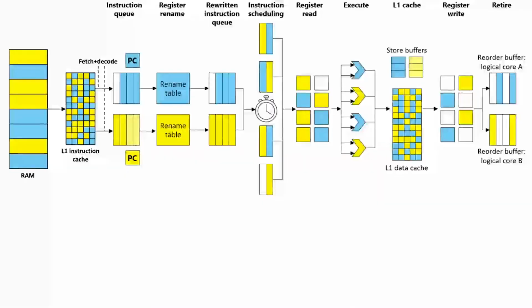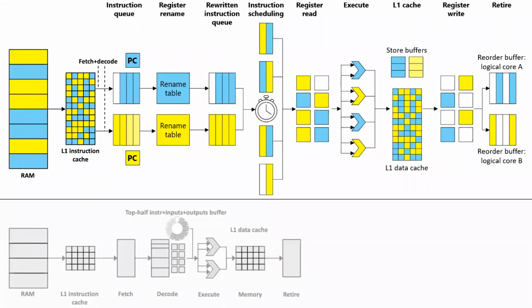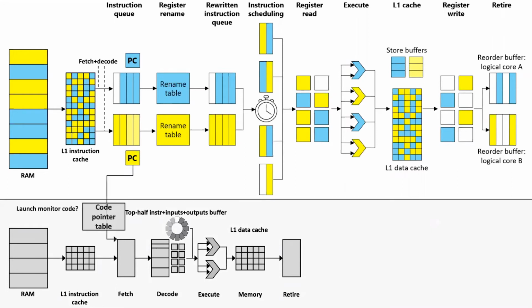Now, let's look at the IME microarchitecture in more detail. So we have our top half pipeline, which follows an out of order execution. And then the bottom half pipeline is somewhat simplistic. It's a 5-stage in order execution model. Another key element is what we call a code pointer table.